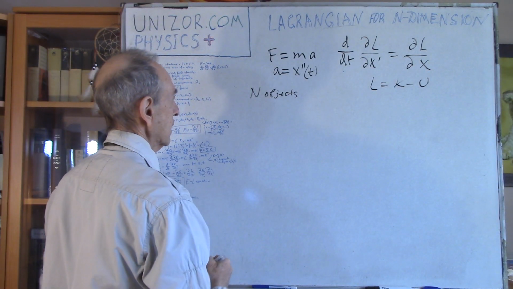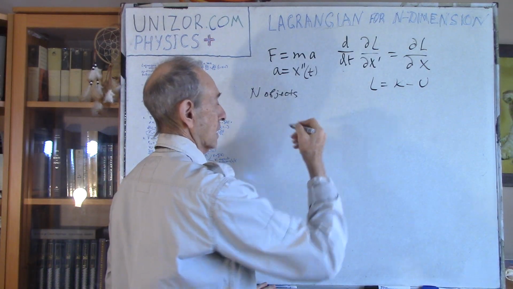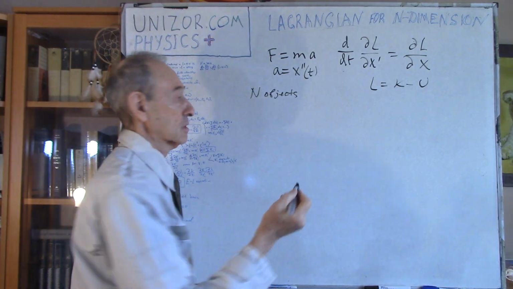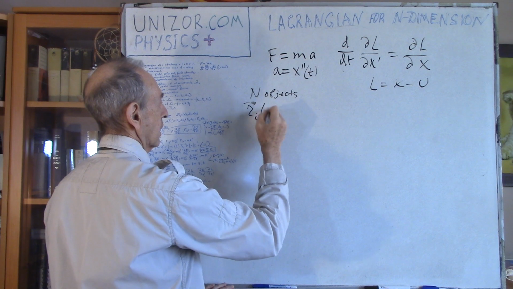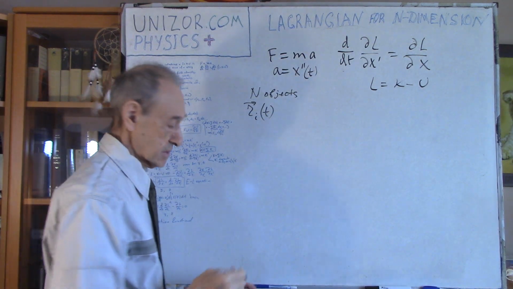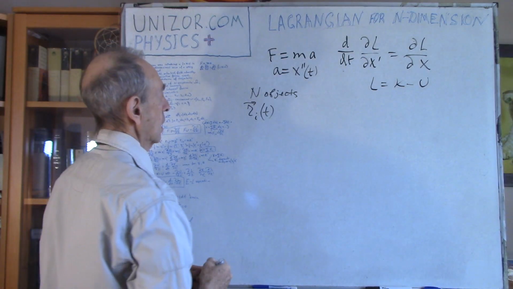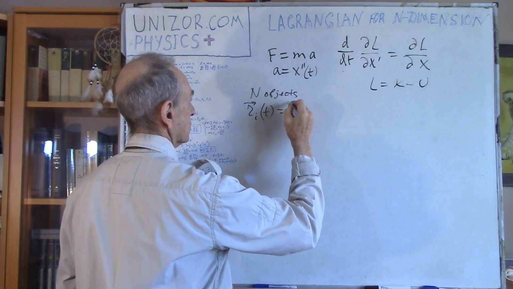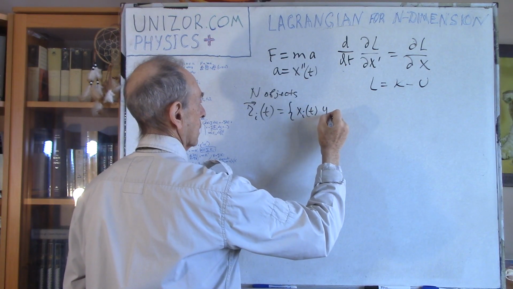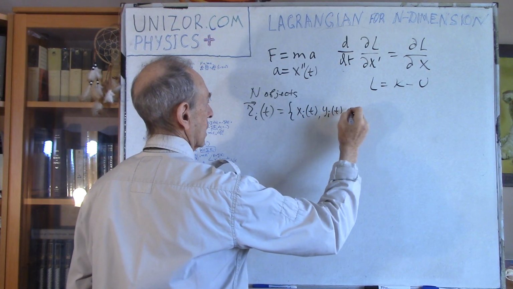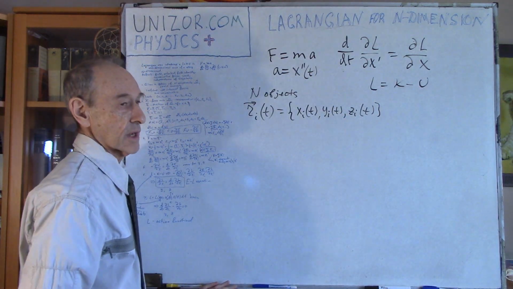All right, so we have n objects. Every object has a certain position in the three-dimensional case. We will call it vector r, and it depends obviously on time, since all objects are moving, and this is their position, which can be described as xi of t, yi of t, and zi of t. So this is the vector.